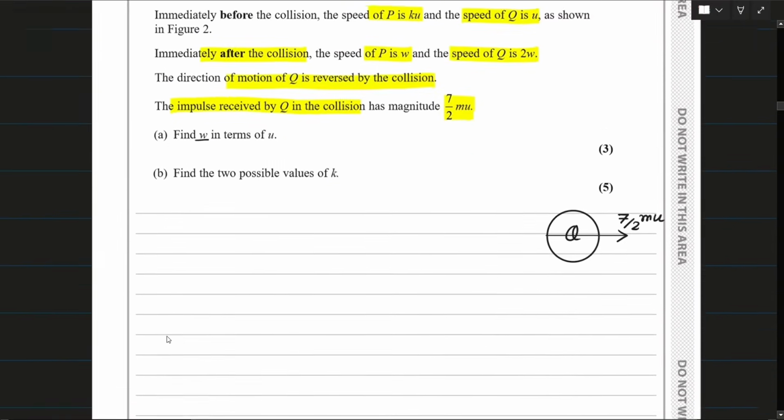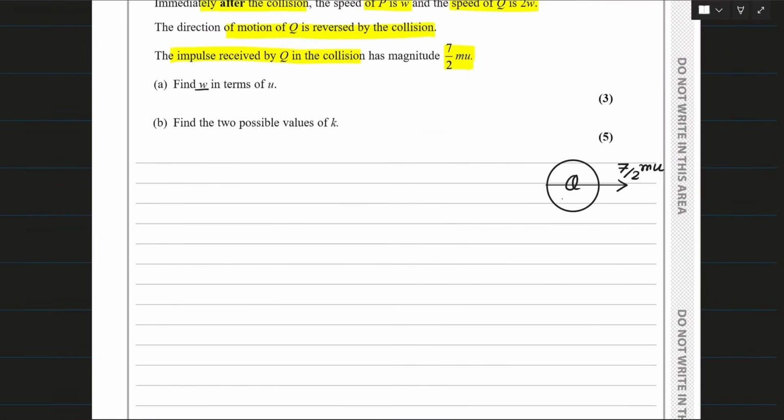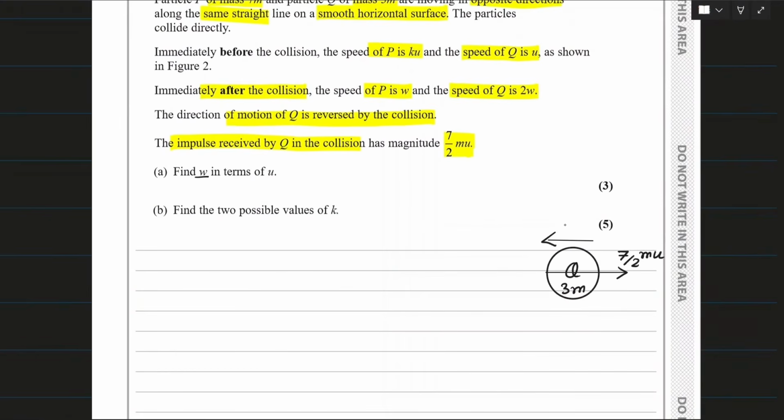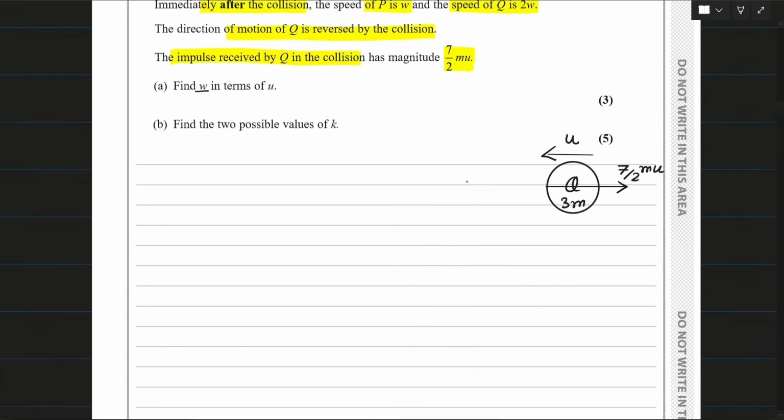We also know that Q has a mass of 3m, and it was traveling in this direction before collision, with a speed of u meters per second. It is also given that after the collision the direction of motion of Q was reversed and the new speed is 2w. So now we can use this information to form an equation using impulse and the before and after momentums. We know that impulse on Q will be equal to the change in momentum of Q.